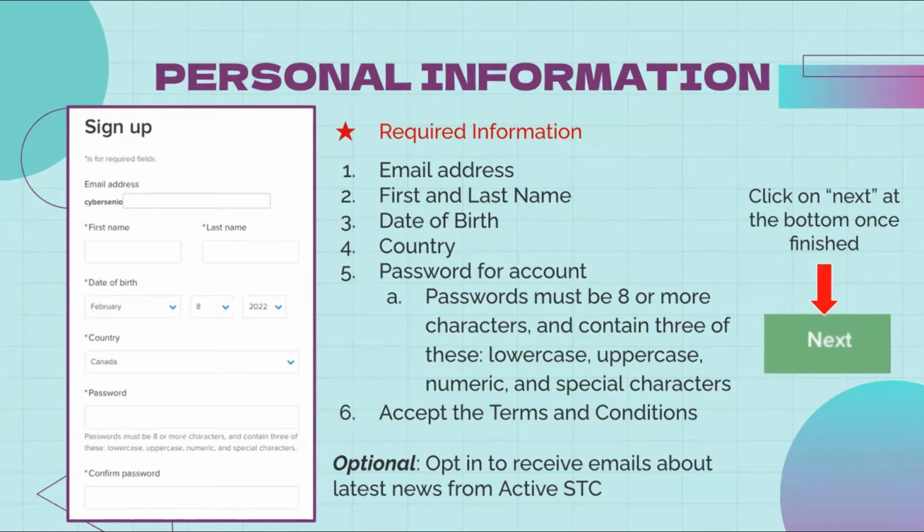Passwords must be 8 or more characters and contain 3 of these: a lowercase, uppercase, numeric, and special characters. And lastly, you would accept the terms and conditions. They give you the option to opt in for receiving emails about latest news from the ActiveSTC. And once you enter all your personal information, you're going to click on that green next button at the bottom.